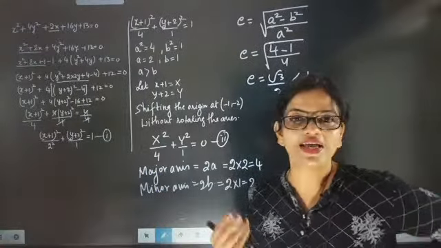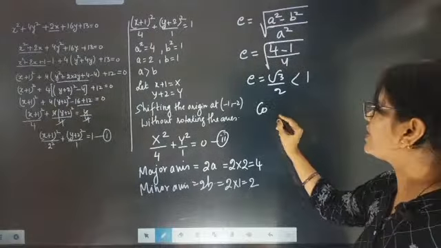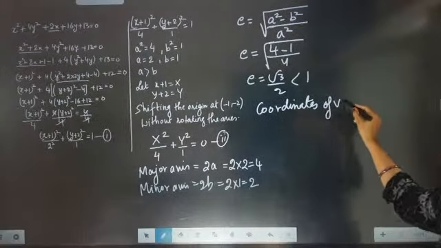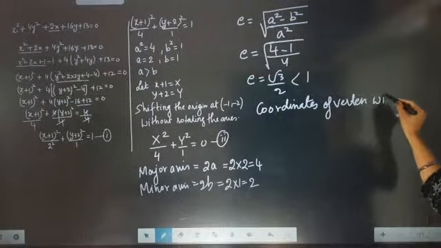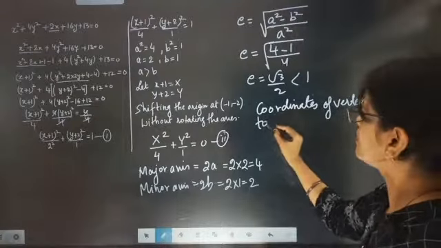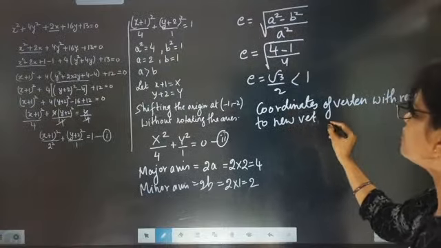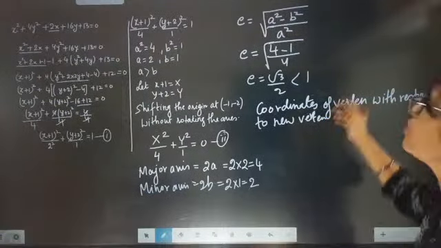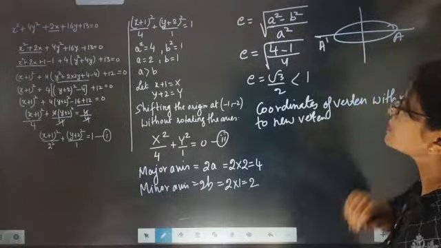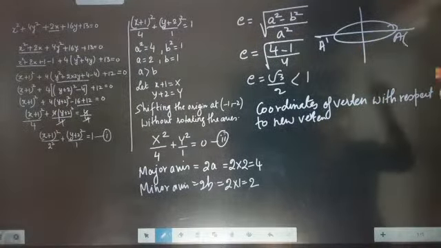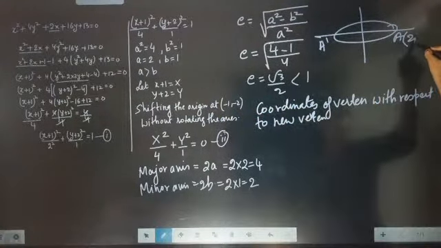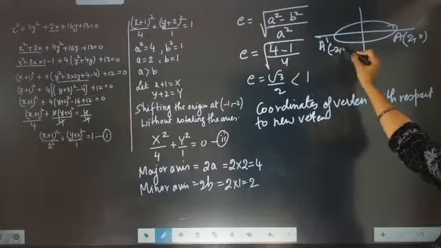Now once we got eccentricity, we are going to write coordinates of vertex with respect to new vertex. Our new vertex we don't have to worry about, because our new vertex will be at A and A dash. And what will be A, beta? Distance. So A is coming as 2. So it will come as 2 comma 0 and minus 2 comma 0.